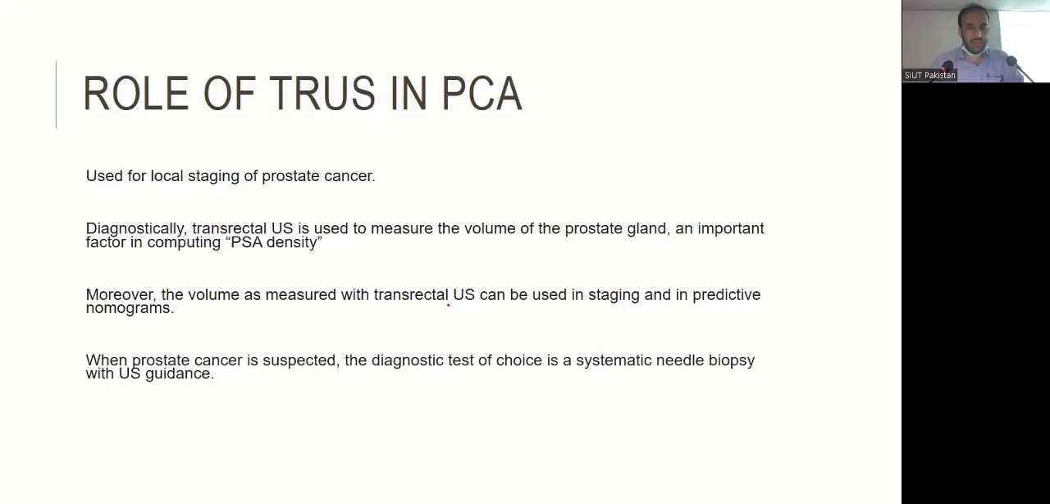Role of TRUS in prostate cancer. It is used for local staging of prostate cancer. Diagnostically, transrectal ultrasound is used to measure the volume of the prostate gland, an important factor in computing PSA density. Moreover, the volume as measured with transrectal ultrasound can be used in staging and predictive nomograms. When prostate cancer is suspected, the diagnostic test of choice is a systematic needle biopsy with ultrasound guidance.